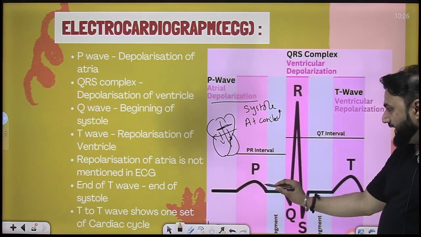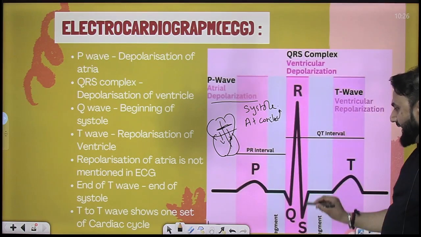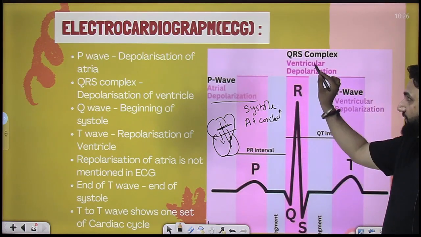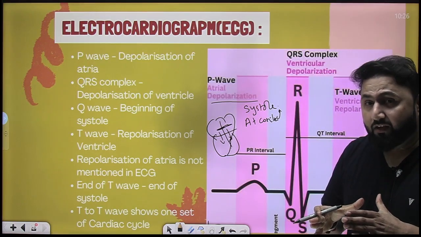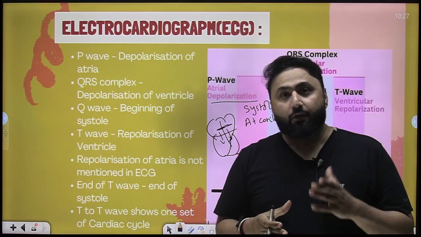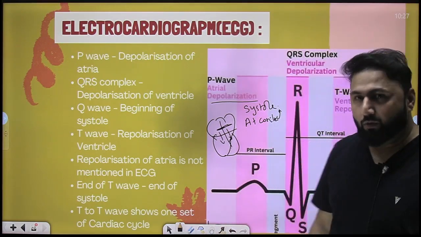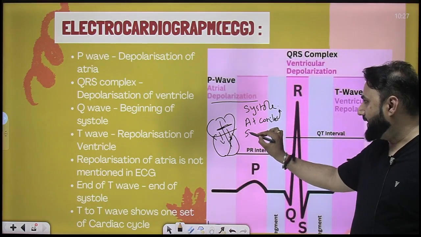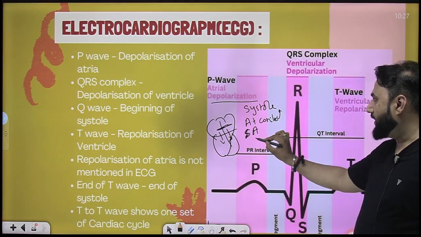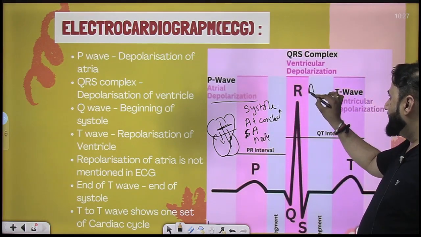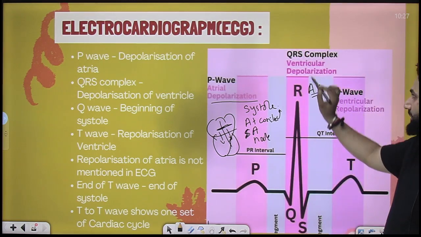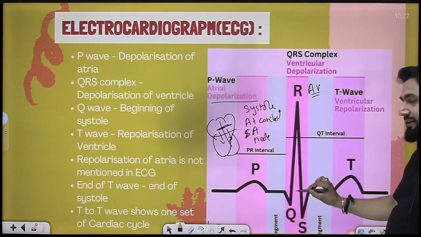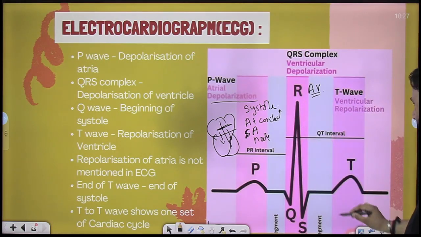So this P wave would be followed by QRS. QRS is your ventricular depolarization. That means there is systolic pressure in the ventricles. That is due to what? Due to the AV node. The P wave is due to the sinoatrial node, and this is due to your atrioventricular node. Now with ventricular depolarization you will have the QRS wave, and at the end, ventricular repolarization.